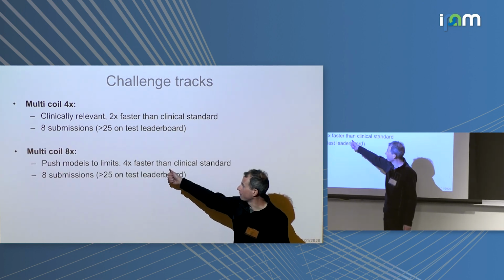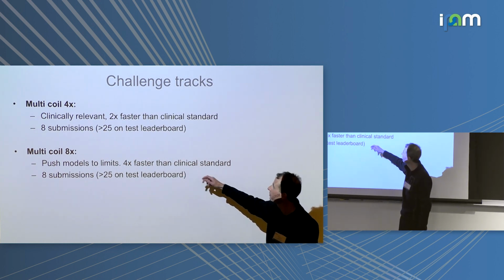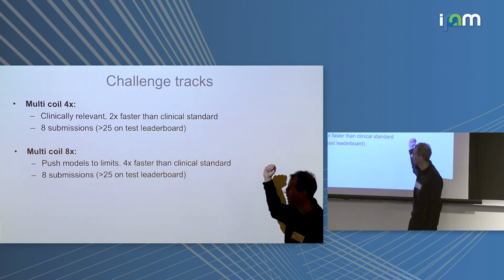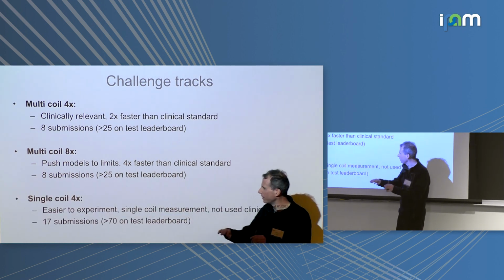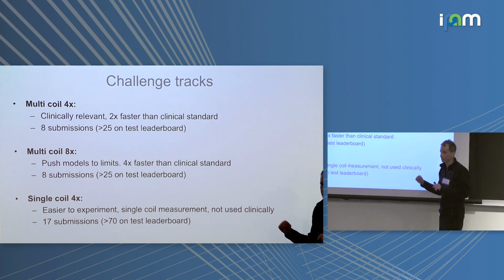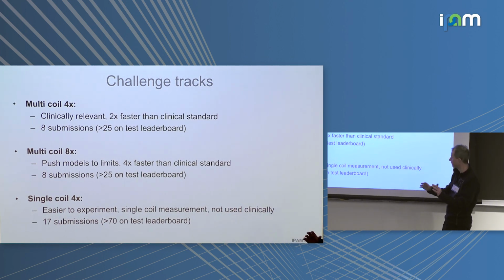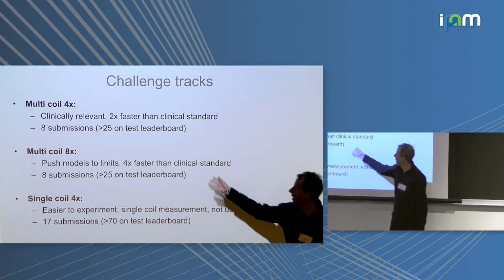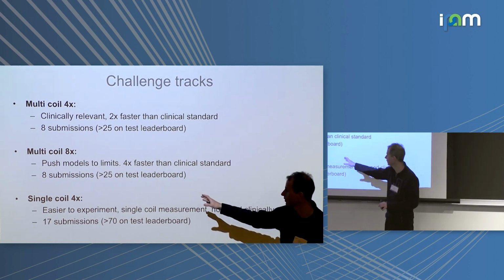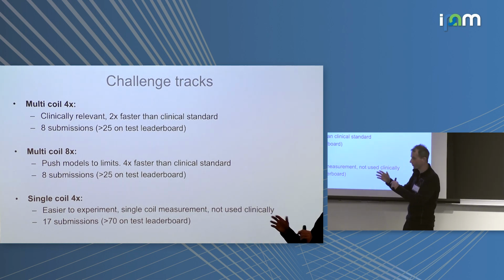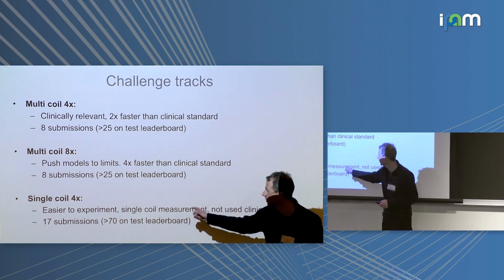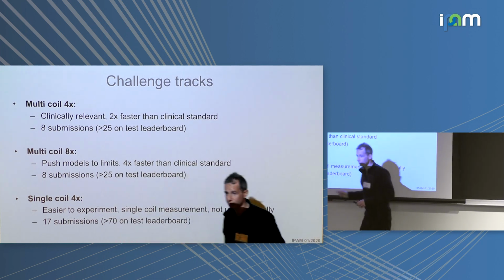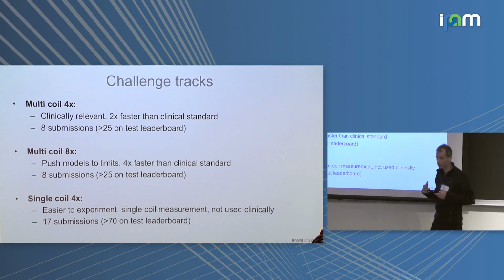Then we had one track where we wanted to push models really to the limit, so it's 4 times faster than the clinical standard. And then we had one track where we were not so much targeting the MR audience, but the classic data science, machine learning, image processing audience, where we didn't have this multiple coil aspect, so it was just single coil based images. So anybody who wanted to do purely image processing approaches could use this. And as you can imagine, we got more submissions to this one just because the entry level for this is a little bit lower.